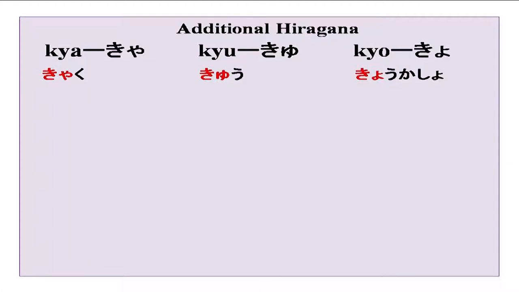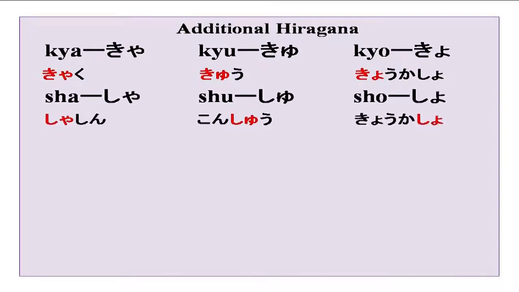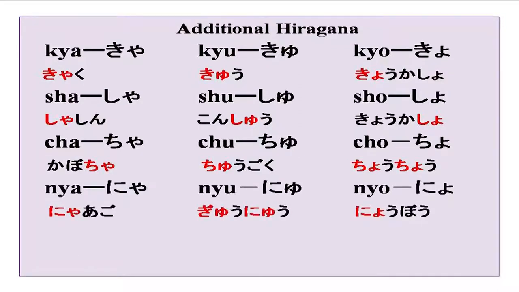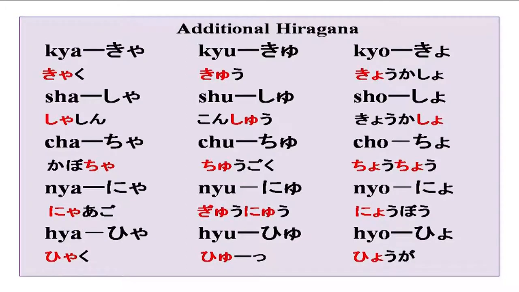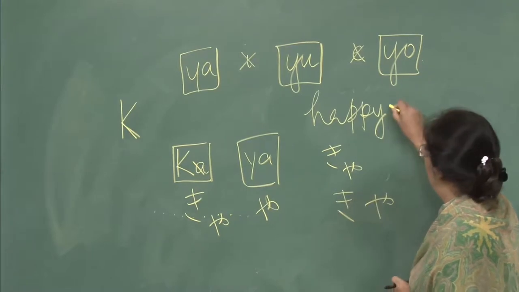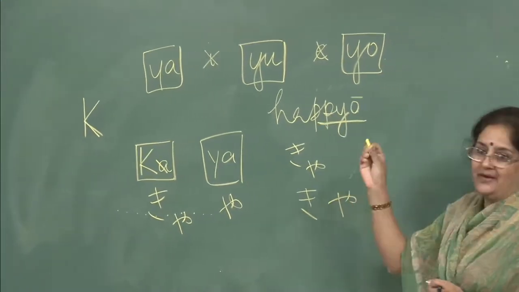You can repeat after me. Kya, kyu, kyo. Sha, shu, sho. Cha, chu, cho. Nya, nyu, nyo. Hya, hyu, hyo. Well, we'll be needing these now because we'll be doing a lot of words with these kinds of sounds. One of them you did in your previous slide, which was happyo. Happyo. So the pyo sound is a quick sound, please.